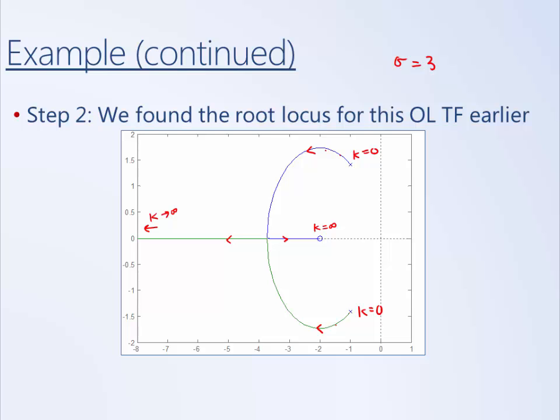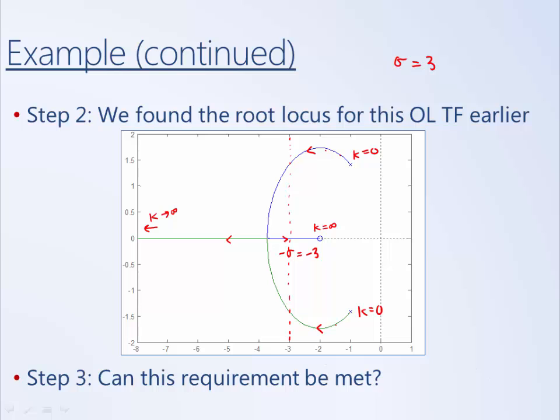Okay, if you recall, sigma is the real part of a pole. So sigma equal to 3 means that our closed loop poles have a real part of -3. This is negative, sigma equals -3. So all poles that are on that line will have a sigma equal to 3.